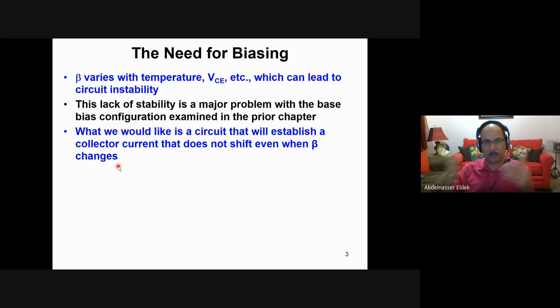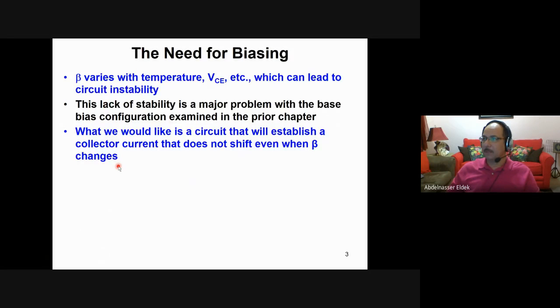It's IB times beta. So this makes the design that you are doing, if you are designing an amplifier, for example, unstable. You need to design an amplifier, for example, to give you 10 times. I need to amplify 10 times. I don't need to design something for 10, and after a while it becomes 12 or 20 or 30 or whatever.